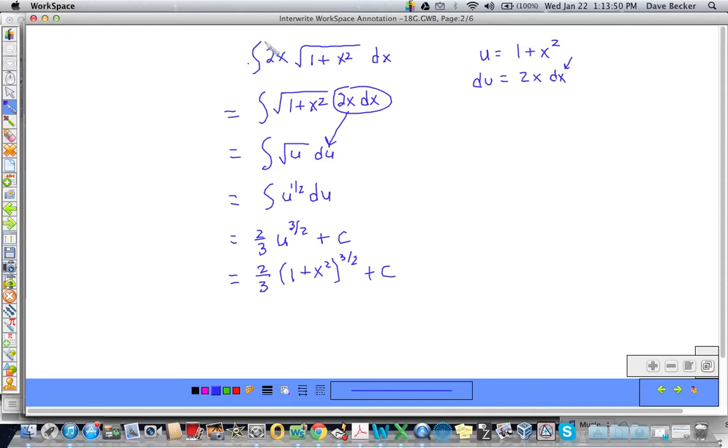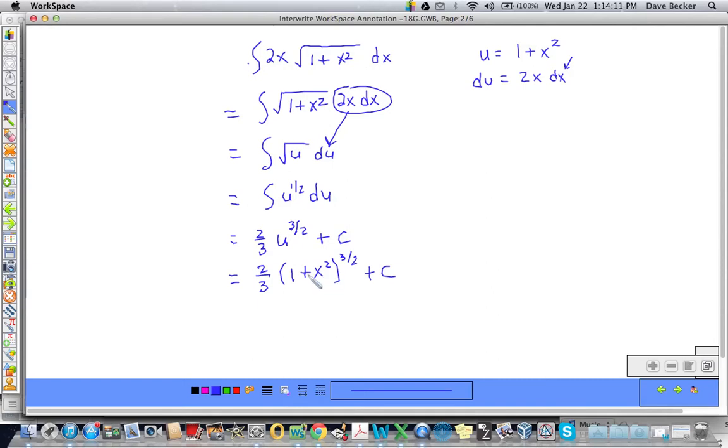And so we're saying that the integral of 2x times the square root of 1 plus x squared dx is equal to 2/3 times 1 plus x squared to the 3/2 plus c. To check that, and just maybe to prove it to you, I'm going to take the derivative of this and show you that we end up with 2x times the square root of 1 plus x squared.